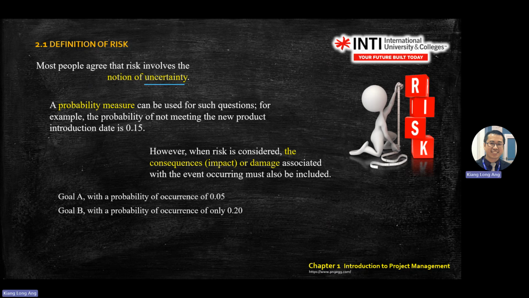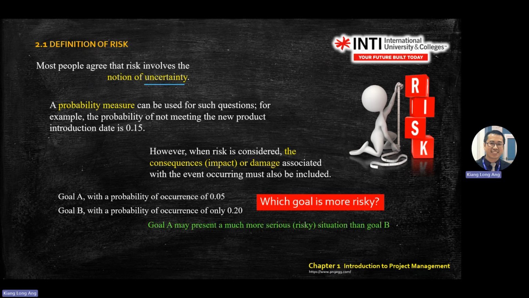So there are two cases. Let's say goal A and goal B. Goal A has a probability of occurrence of 0.05. Goal B has a probability of occurrence of only 0.1. So here, it asks you to make a decision on which goal is more risky. So you look at the number. This occurrence means the risk occurrence. So one is at 5%, one at 10%. Which one is more risky?